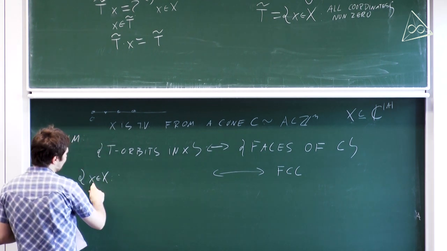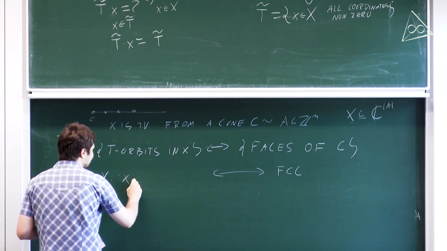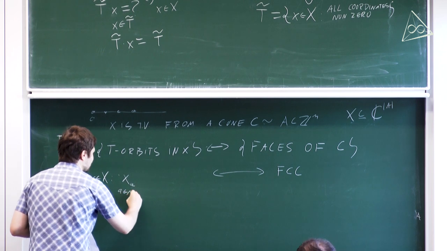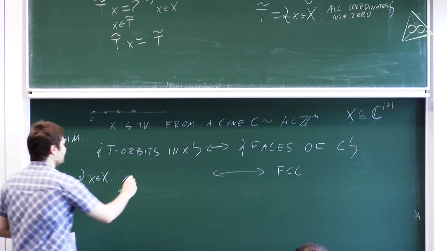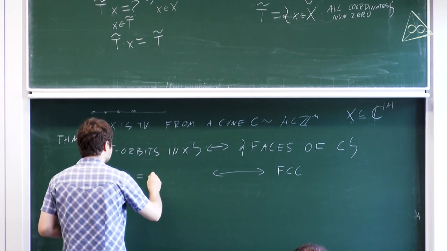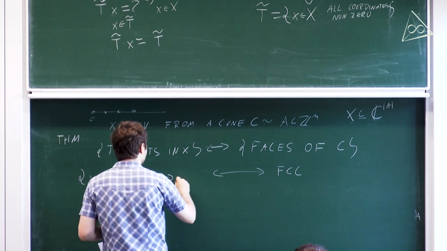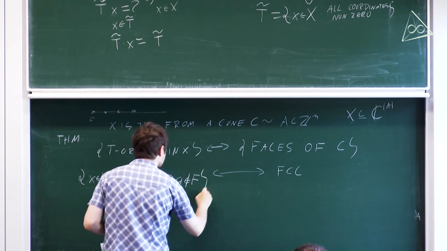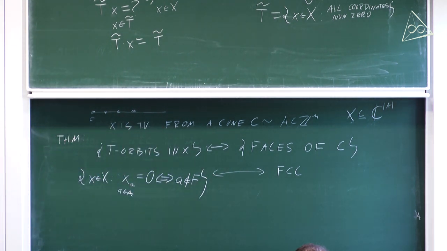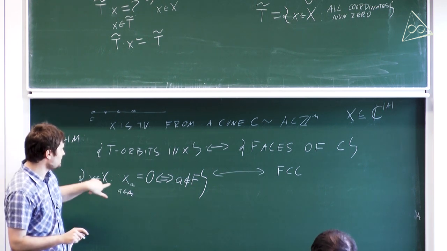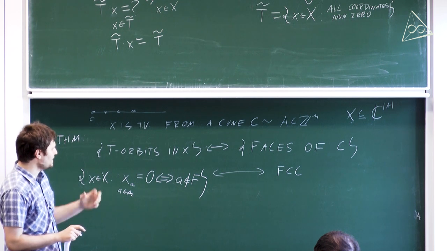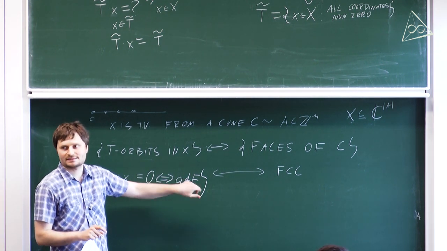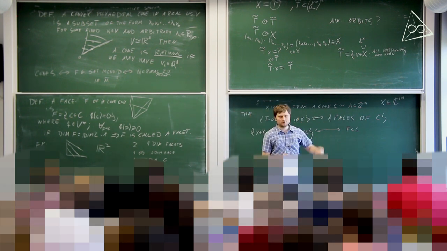So if I have a point in X, I can talk about its A-th coordinates for A in A. Yes, it's a point in this space, and the coordinates are indexed by elements in A. And I want this to be 0 if and only if A is not in the face. So I look at those points in X, and some of the coordinates are 0, some of them are non-zero. But I want the non-zero coordinates to be exactly on the face. And that's the complete description of orbits.